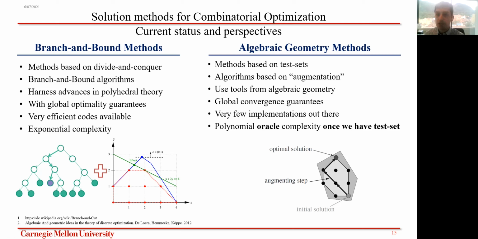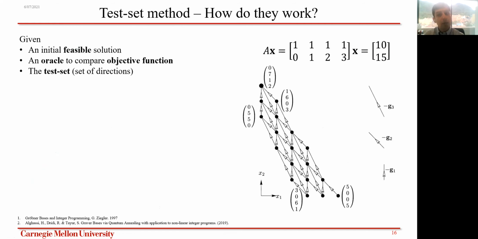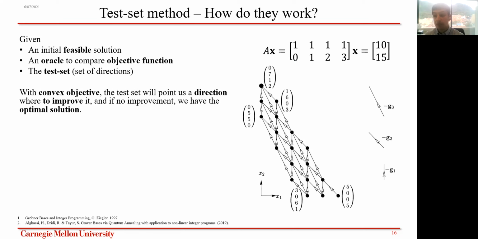There are very few implementations out there, with a big shout out to 4TI2, which are, in my opinion, the best out there, but there are not many alternatives. And interestingly enough, it has this polynomial oracle complexity once you have the test set. I would like to solve a problem, and I'm given an initial feasible solution, an oracle to compare the objective function, and a test set, which is a set of directions. With a convex objective, this test set is going to point us from any feasible solution to others that improve the objective function. And if there is one solution where none of these directions point towards an improvement, then we can guarantee that that's the global optimal solution.